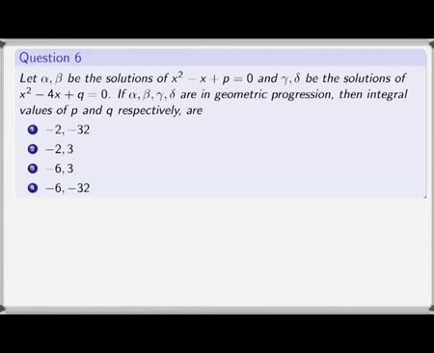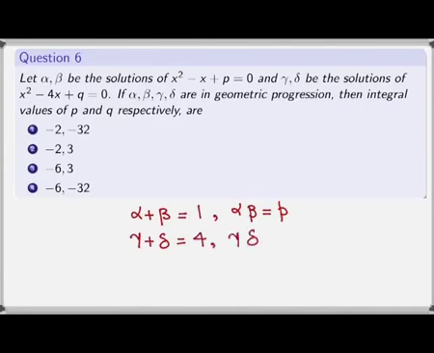p and q respectively. First, note that alpha plus beta is equal to 1 and alpha into beta is equal to p, as alpha and beta are the solutions of x square minus x plus p is equal to 0. Similarly, we can write gamma plus delta is equal to 4 and gamma into delta is equal to q.